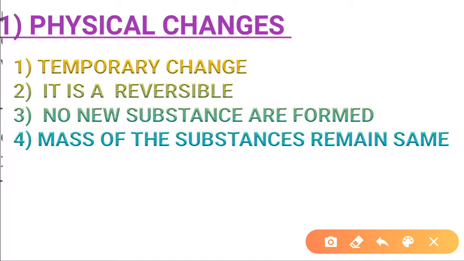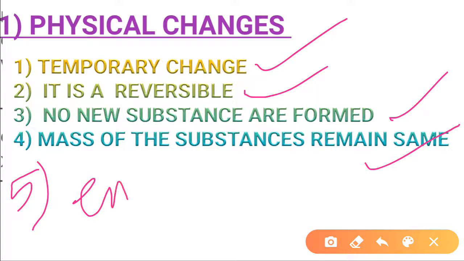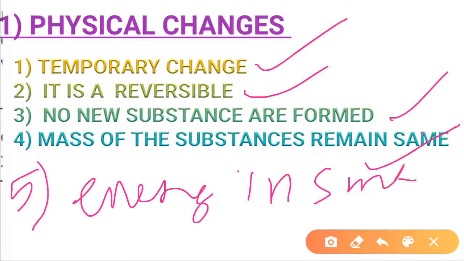So already we had seen about physical changes. Physical changes are temporary changes, and also reversible, meaning you can get it back, and no new substances are formed. And the next one, the mass of the substances remains the same, meaning unchanged, and the energy involved is small. These are the physical changes.